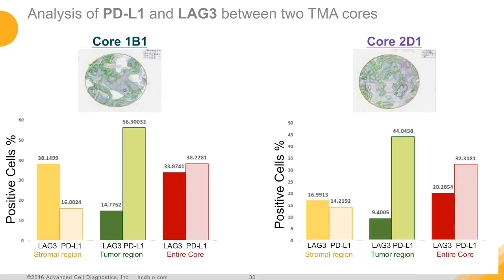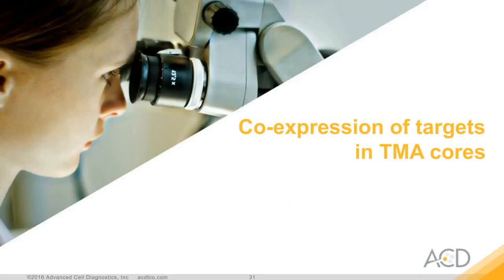The strength of this analysis is that the expression of different markers can be compared directly between two cores, which represent biopsy samples. From this, it is evident that co-expression is an occurrence that may influence the outcome of checkpoint blockade therapy. And that co-expression is an important aspect of determining the applicability of immune checkpoint therapy.